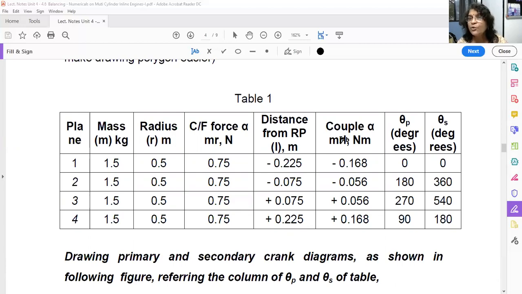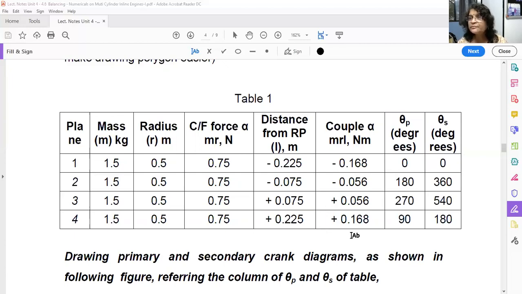Now write down the couple. You know couple is equal to force into distance. So force is m into r, distance is L. So take the multiplication of these two columns. So 0.75 into minus 0.225 gives minus 0.168. Similarly, this column will be the multiplication of these two columns. Understood? These two are minus, these two are plus.